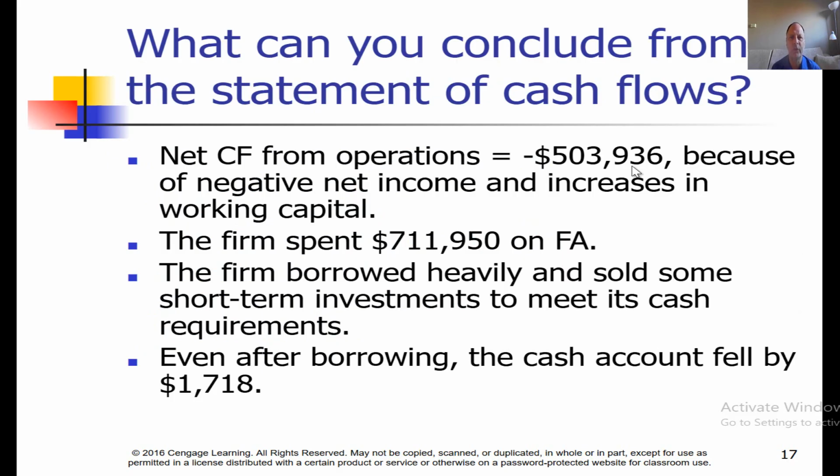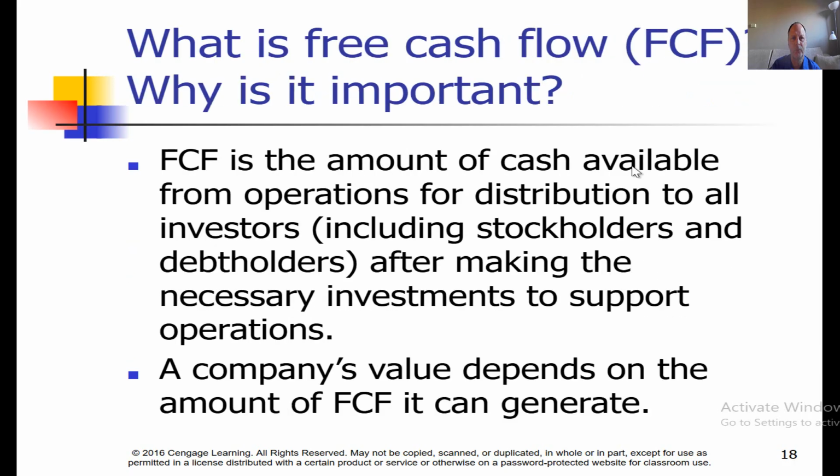So our conclusion from the statement of cash flows is net cash flow from operations is negative $500,000 because of negative net income and increases in working capital. The firm spent $711,950 on more fixed assets, and the firm borrowed heavily and sold some short-term investments to meet its cash requirements. Even after all of the borrowing, its cash fell by $1,718.